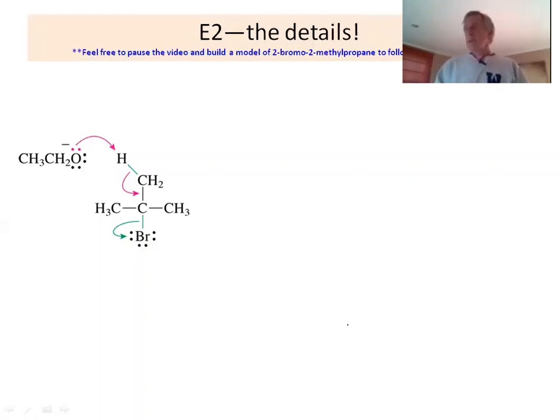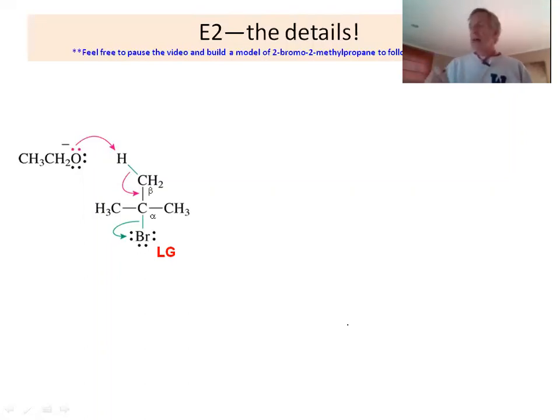Okay? But what happens is this strong base comes along and grabs what is known as a beta proton. So let's be really clear. What's a beta proton? Well, the leaving group here is attached to an alpha carbon, the first carbon. And then, therefore, what I want to look at is one carbon away. That would be known as the beta carbon.